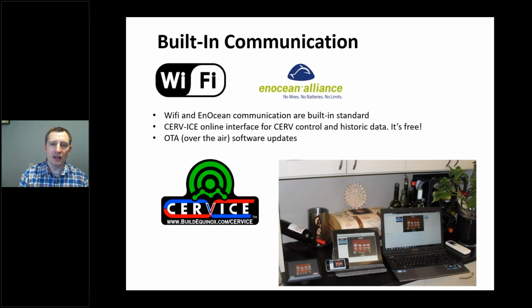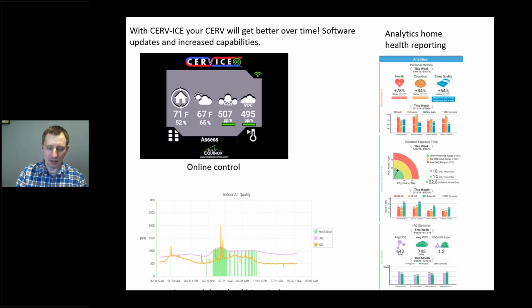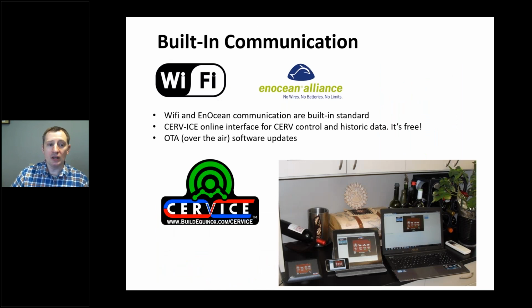For communication built into the CERV, I said before that Wi-Fi is built in, so you can control the CERV online from a smartphone, computer, or tablet. There's no service fee associated with connecting your CERV to the internet. It's completely free as long as you have an internet connection. And Service is the dashboard that you use to log in and control the CERV. EnOcean is also built into the CERV, so this is what we use to talk with our wireless devices. It's a nice low power communication protocol that we built in as well. And as the last bullet said, we can do over-the-air software updates. So your CERV really should be getting better over time as we add new features or changes to the algorithms, and you can automatically take advantage of those things.